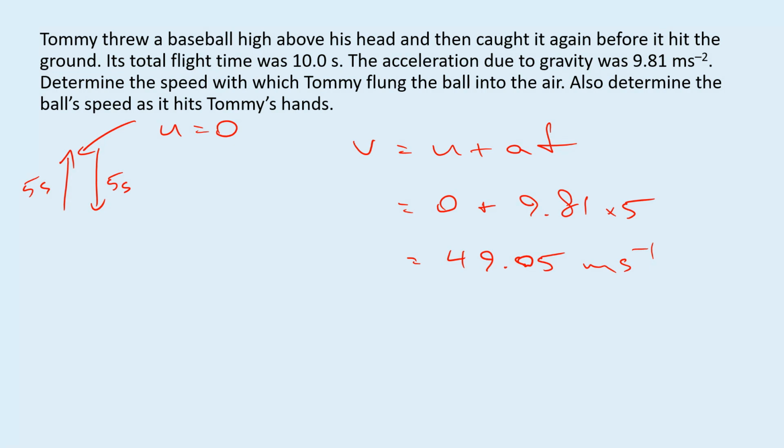So we did the second part first. But that is actually also the speed that it left Tommy's hands. He threw it up at just over 49 meters per second. It slowed down, temporarily stopped, and then accelerated back down towards the ground. And he caught it when it was traveling at 49.05 meters per second. So it's actually the same answer for both parts of this question.